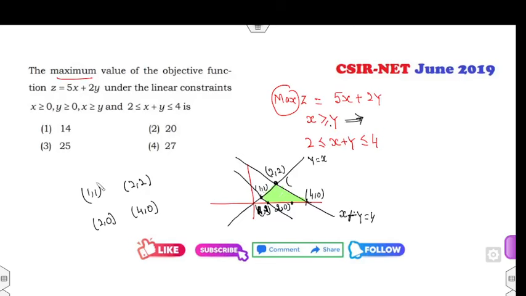आपका टारगेट है मैक्सिमम वैल्यू निकालनी. इसके ऊपर z कितना है? 5x1 plus 2x2, 7. This is 20. This is 10, or this is 20. Fine. So the maximum value will be 20 is the right answer of this problem. And you can see it has the multiple solutions.